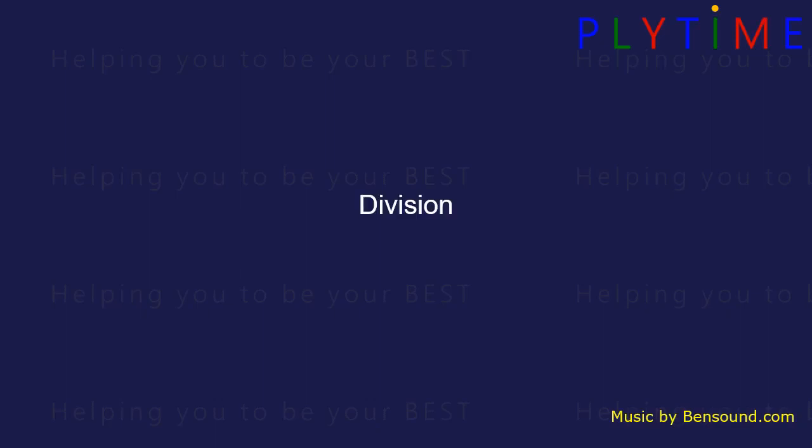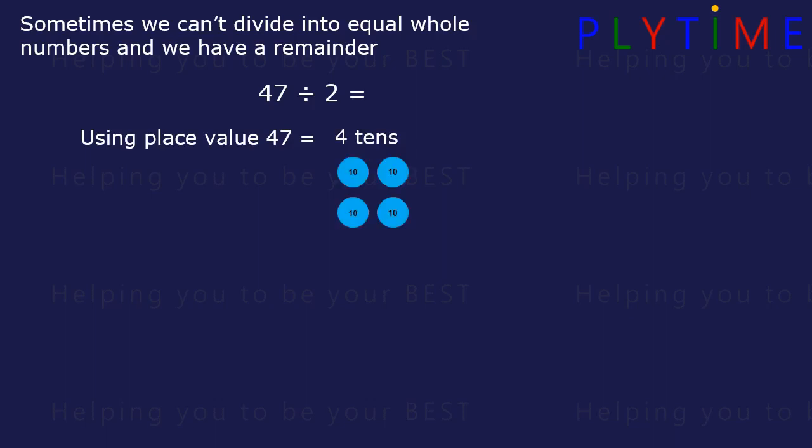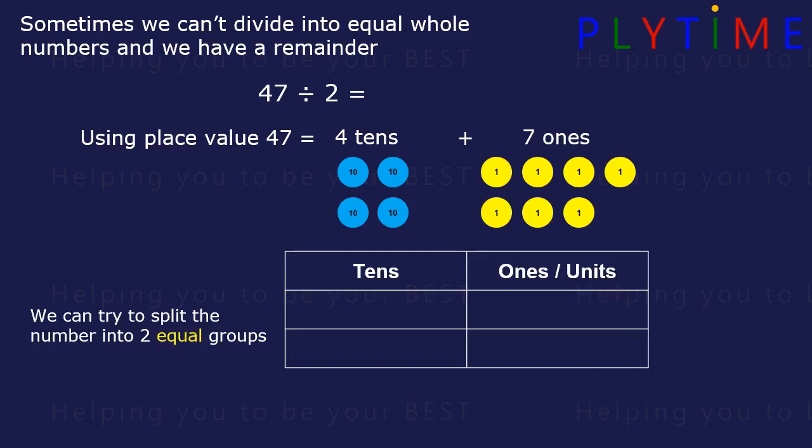Division, sharing with remainders. Sometimes we can't divide into equal whole numbers and we have a remainder. 47 divided by 2. Using our place value, 47 is the same as 4 tens or 40 plus 7 ones or 7. We can try to split the number into 2 equal groups.